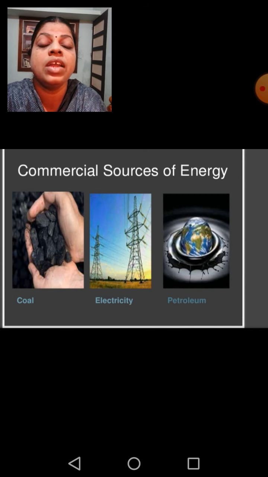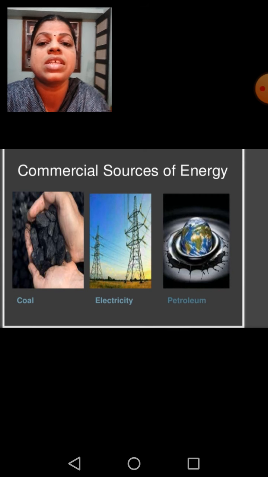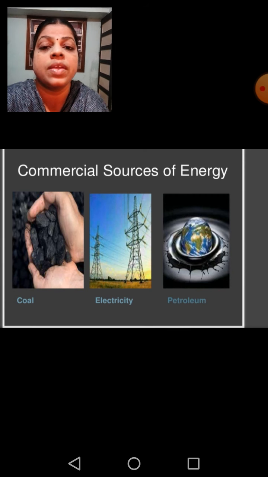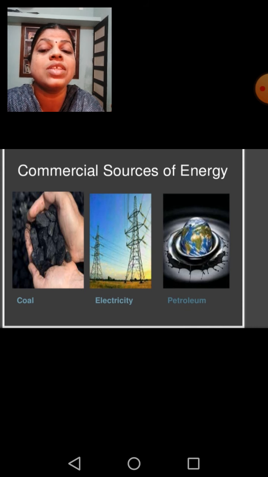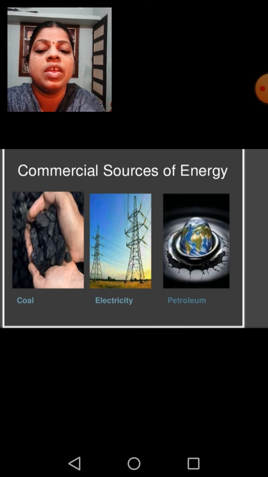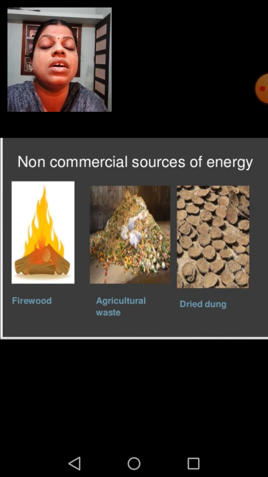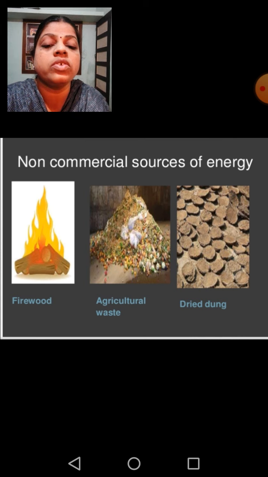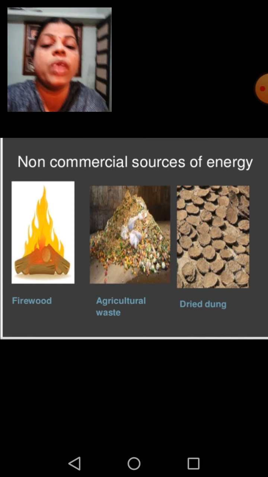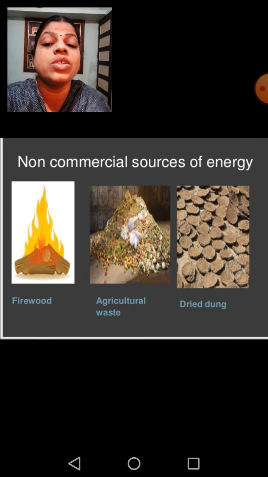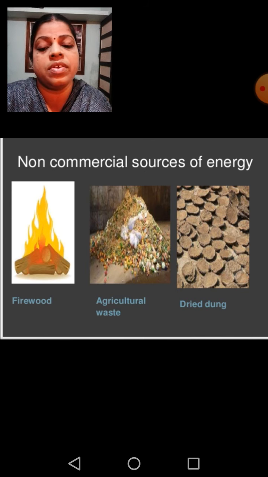In this slide, we can see the various commercial sources of energy. Which are they? Coal, electricity and petroleum. Next, in this slide we can see the various non-commercial sources of energy. Which are they? Firewood, agricultural waste and dried dung. These are all the various non-commercial sources of energy.